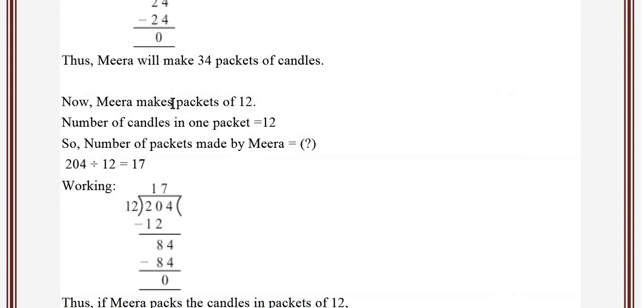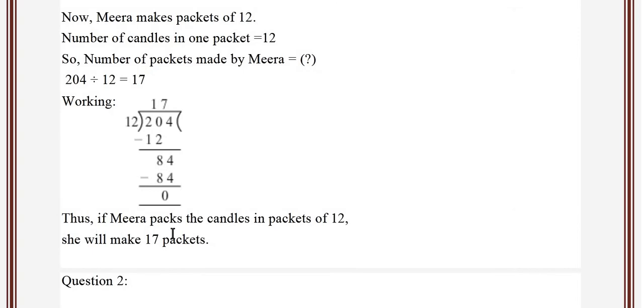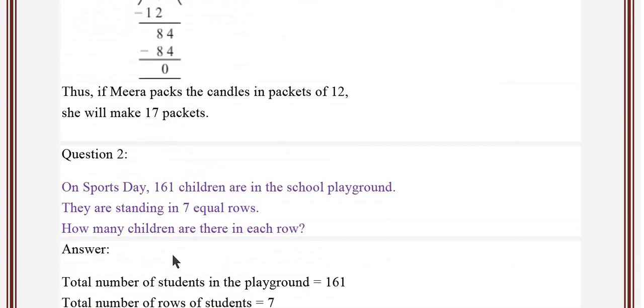Now, Meera makes packets of 12. Number of candles in one packet is equal to 12. So, number of packets made by Meera is equal to how much? 204 divided by 12. 12 ones are 12. 20 minus 12, then 8 is there. Now we keep here 4. 12 sevens are 84. Thus, if Meera packs the candles in packets of 12, she will make 17 packets.